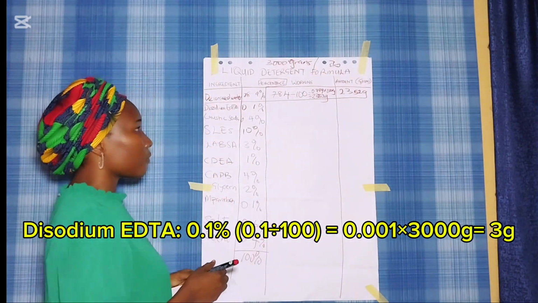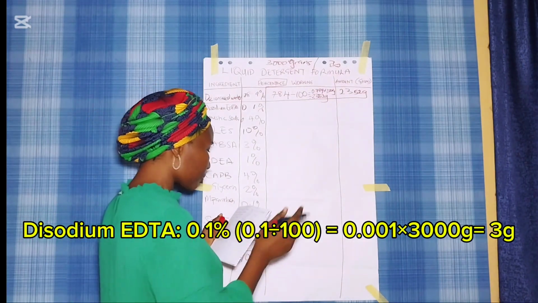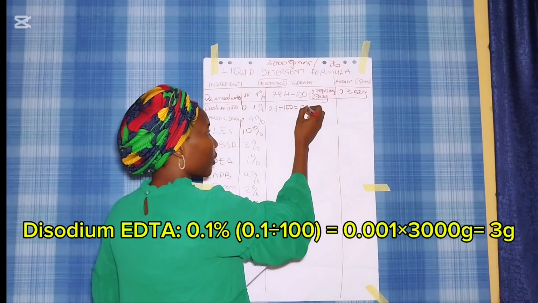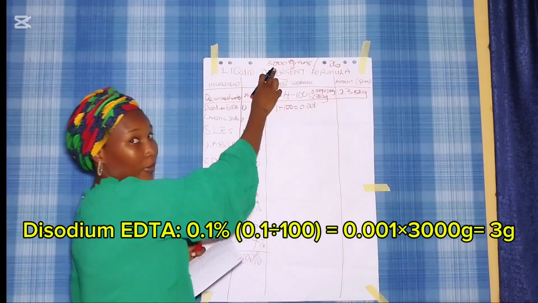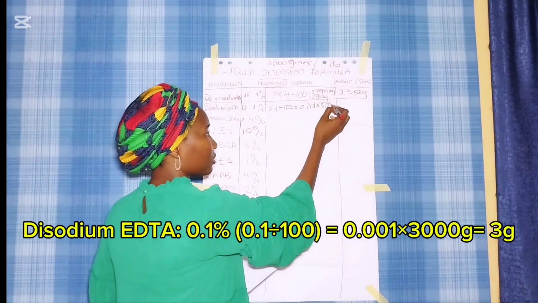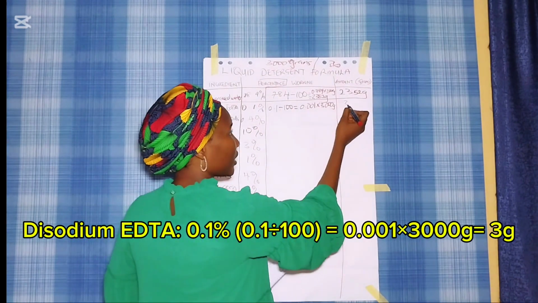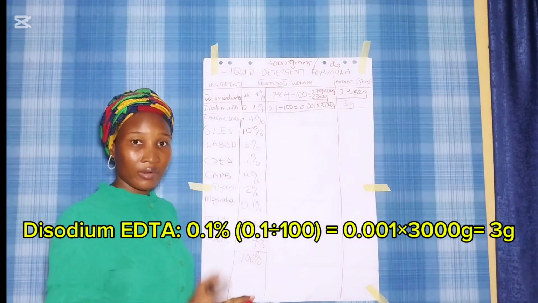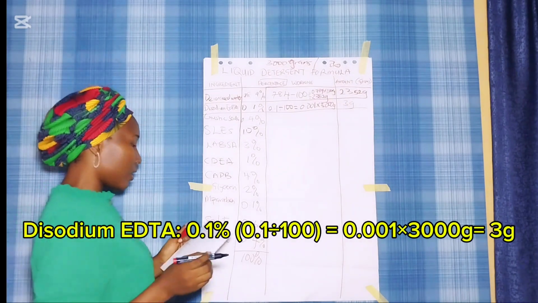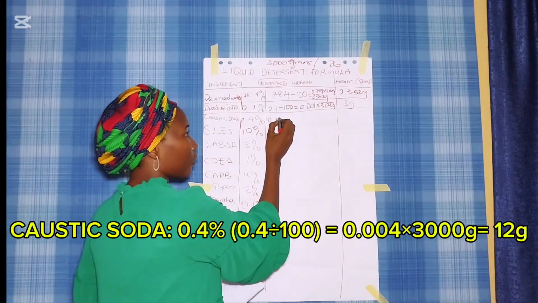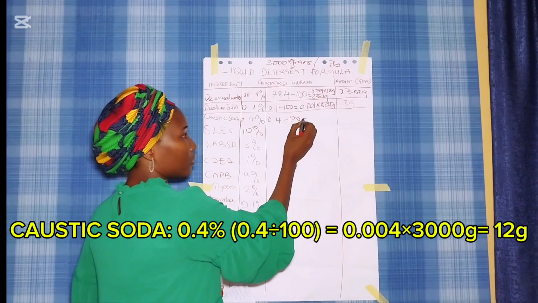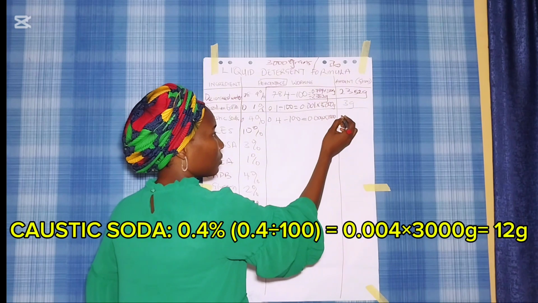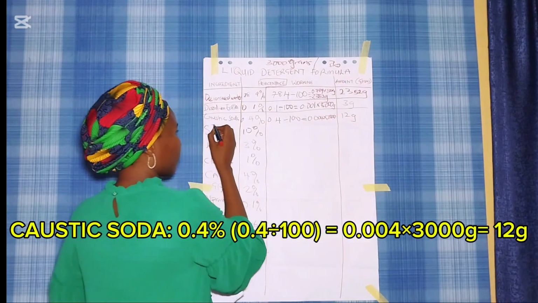So we are going to calculate for disodium EDTA, and we have 0.1 divided by 100. That gives us 0.001. And then we multiply it by 3,000 grams. And that will give us 3 grams. So it means that in this recipe for 3,000 grams, we are using just 3 grams of disodium EDTA. Then we go over to caustic soda. We have 0.4 divided by 100 gives us 0.004. Then we multiply by 3,000. And that gives us 12 grams of caustic soda.